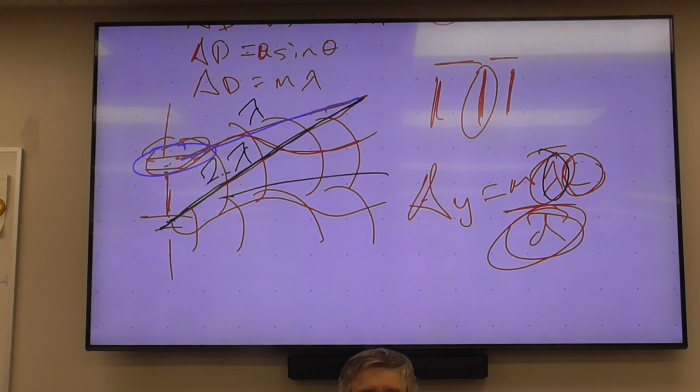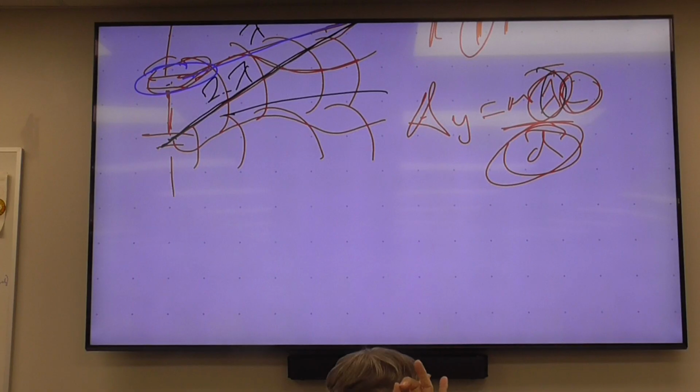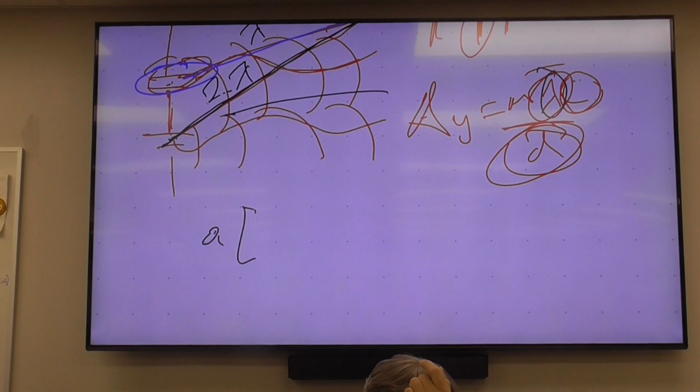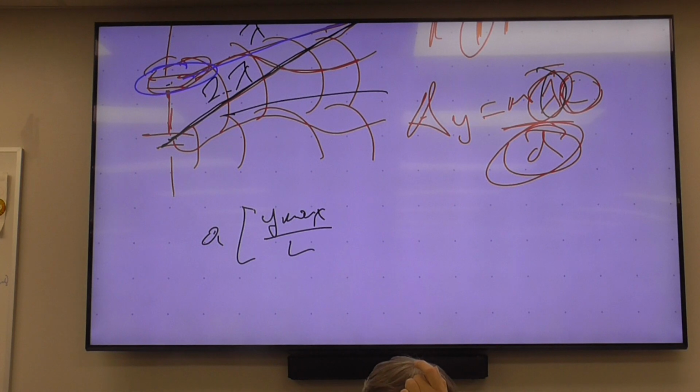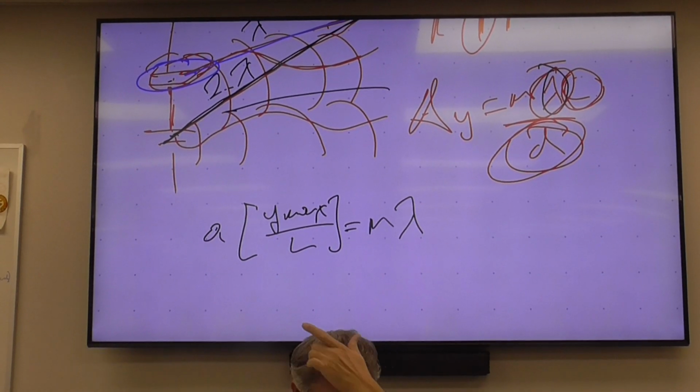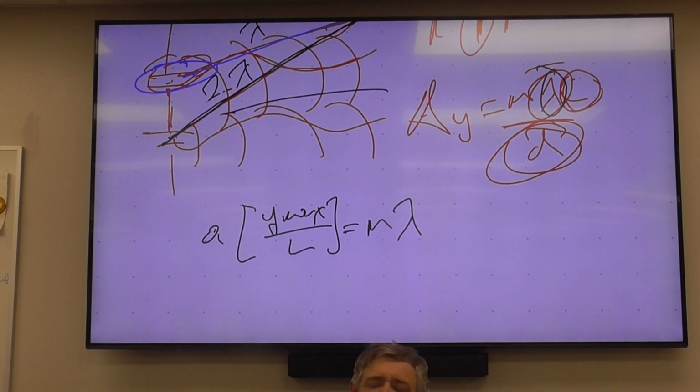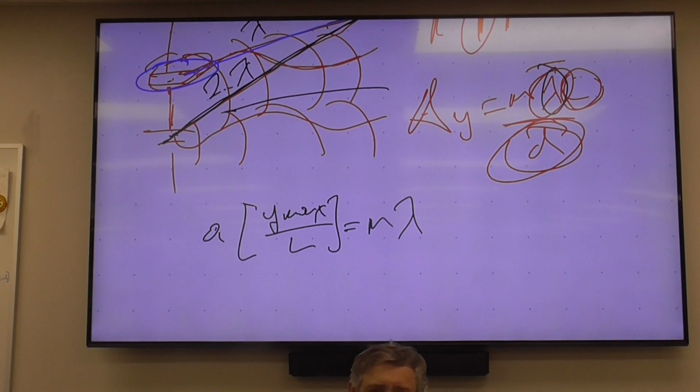Now, I hate to say it, I like the College Board and what they do, but I hate what they've done to this equation. This is how it's on your sheet. They have A, y max over L, equals m lambda. I have never in my life seen this equation written like this.